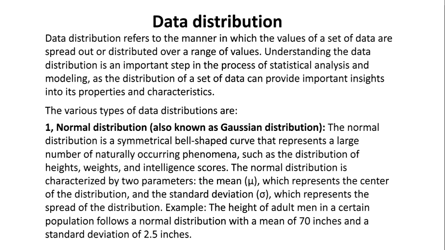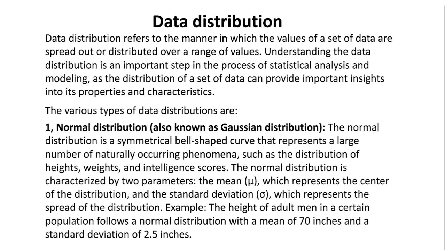The normal distribution is a symmetrical bell-shaped curve that represents a large number of naturally occurring phenomena, such as the distribution of heights, weights, and intelligence scores. The normal distribution is characterized by two parameters: the mean, mu, which represents the center of the distribution, and the standard deviation, sigma, which represents the spread of the distribution.